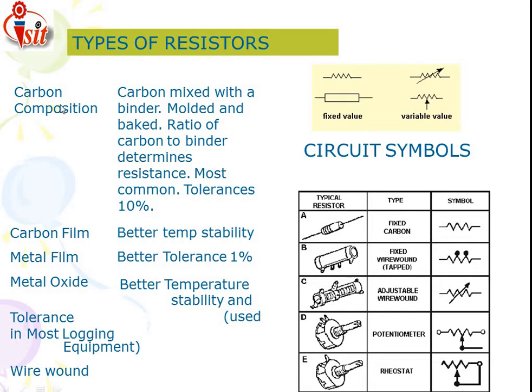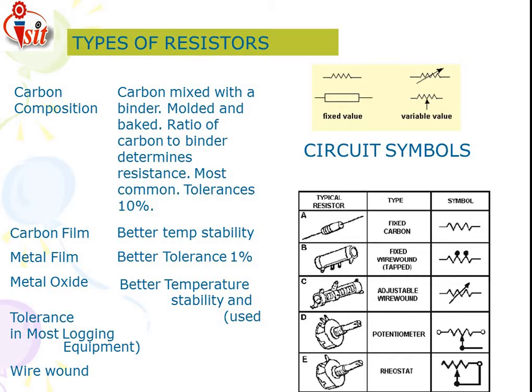Along with this, the carbon composition. For the carbon composition, carbon is mixed with a binder, molded and baked; the ratio of carbon to binder determines the resistance. It is the most common, and the tolerance is 10%. Then carbon film, which has better temperature stability. Then metal film, which has a better tolerance of 1%. Then metal oxide, which has better temperature stability.